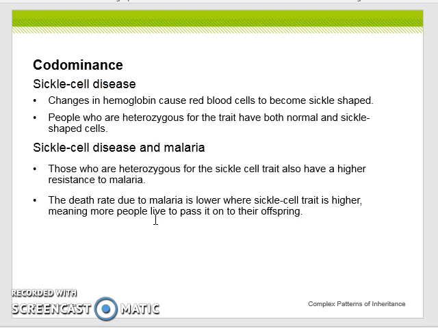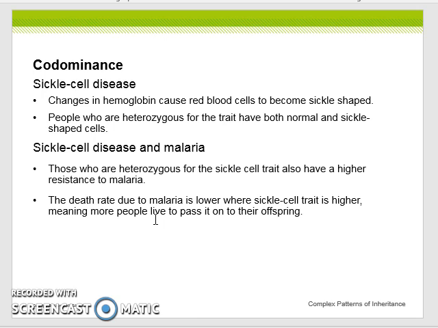Codominance is a little bit different. Let's look at sickle cell disease. It changes the hemoglobin, which causes red blood cells to become sickle-shaped. People who are heterozygous for the trait have both normal and sickle-shaped cells. That means they're both living together in a co-living situation.